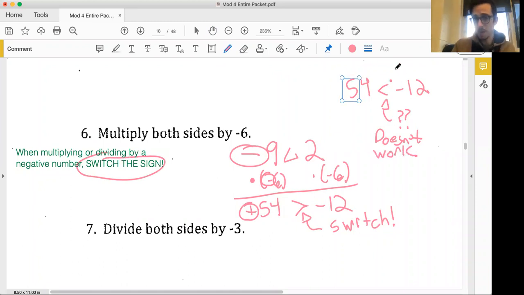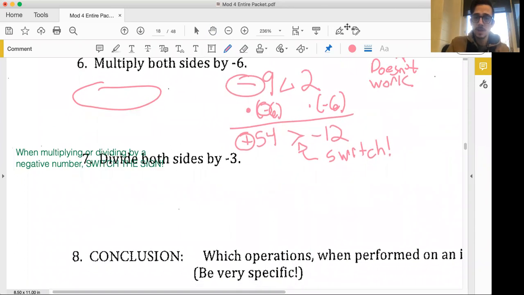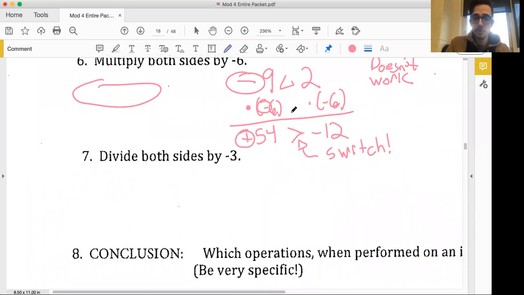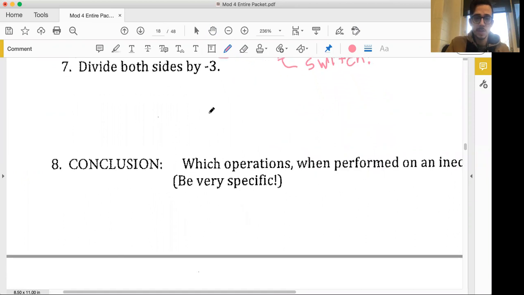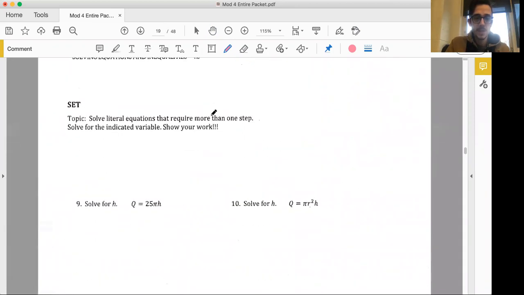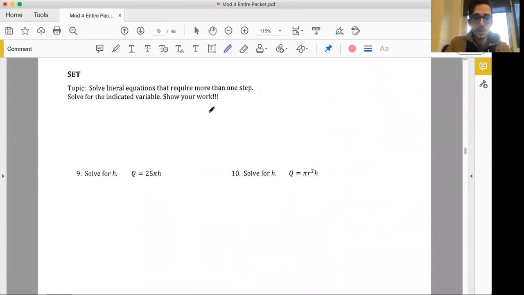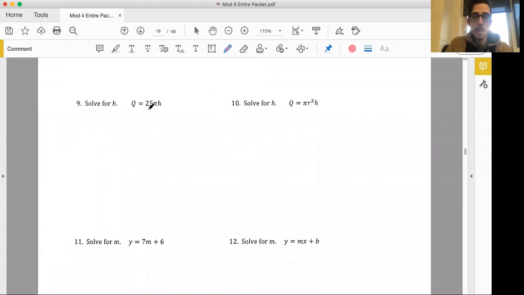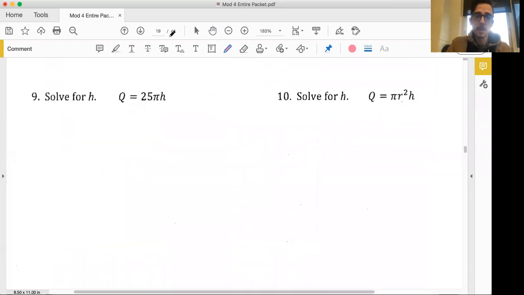I almost don't even want to write this because it's so false. So don't fall into that trap. Switch your sign. 7, you're going to be switching your sign. You'll write pretty much a conclusion for 8, which says the same thing we already talked about. So that's the go. You're solving literal equations. You've done this quite a bit. These are just amplified a little bit more.